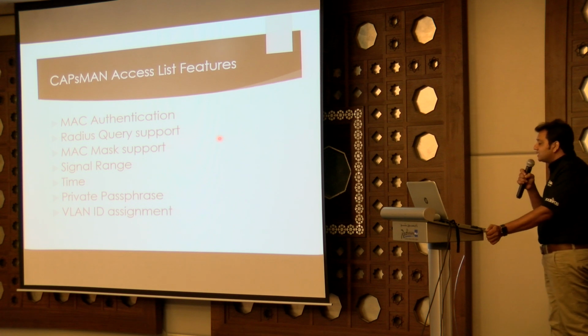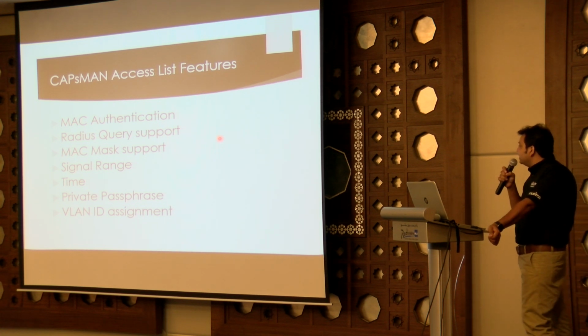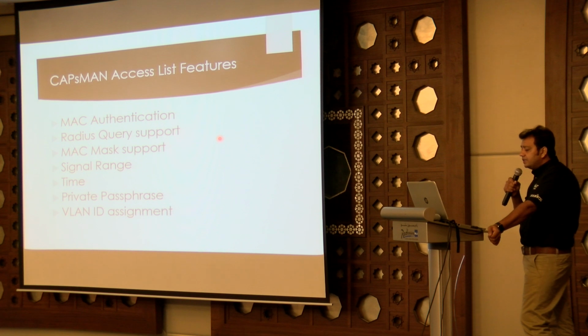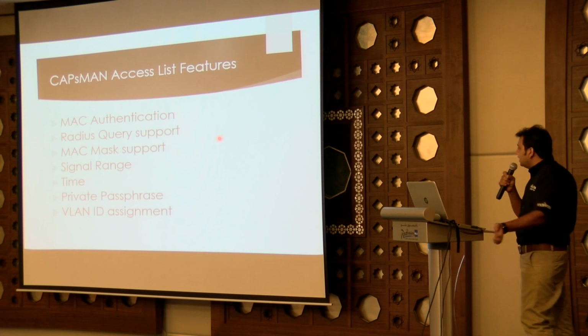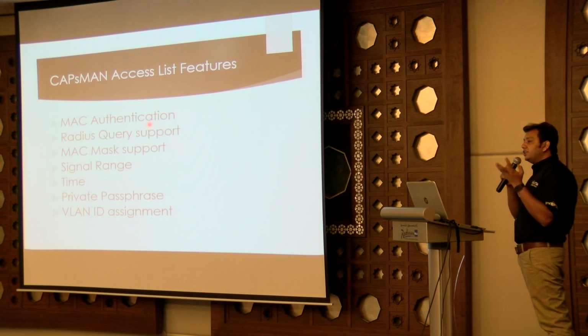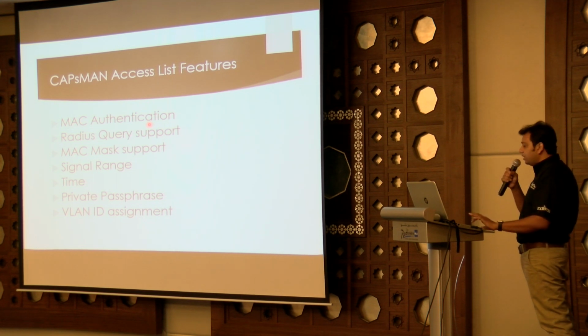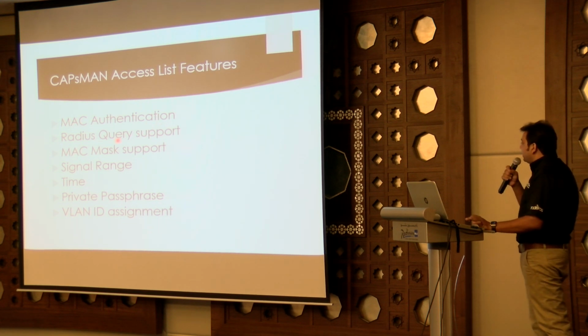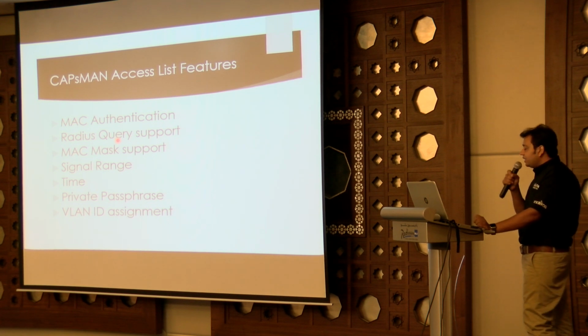There are some access list features in CAPsMAN which you require for additional custom security or custom features. Like there is MAC authentication. If you have 3 mobiles and you only want to allow 1 mobile, you can do the MAC authentication. RADIUS query support, it also supports the RADIUS server, so it can be authenticated by the RADIUS server. MAC mask support, as I told you, if you want to do management through brand-based authentication, you can also do the MAC mask support.